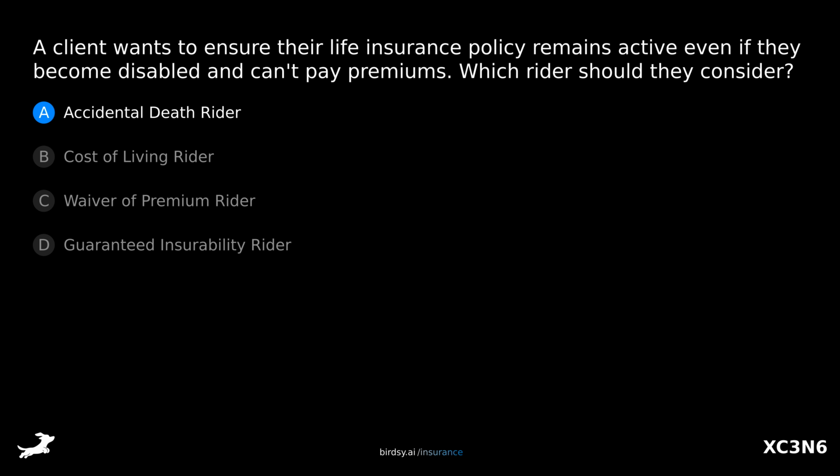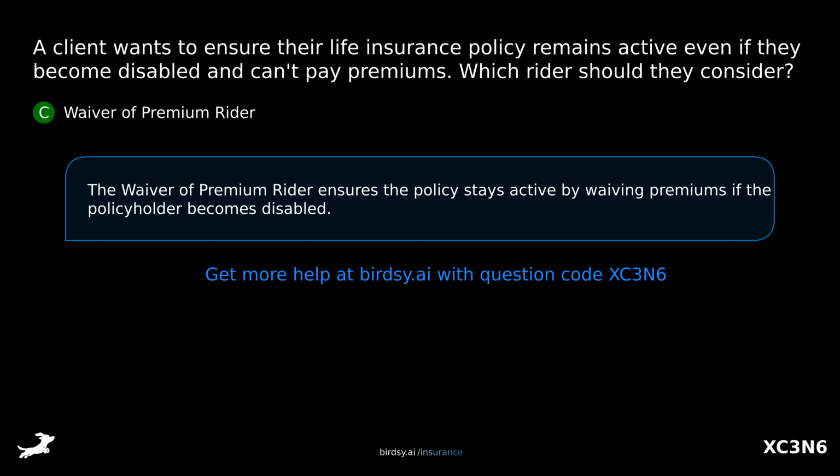Is it A, accidental death rider, B, cost of living rider, C, waiver of premium rider, or D, guaranteed insurability rider? The answer is C, waiver of premium rider. The waiver of premium rider ensures the policy stays active by waiving premiums if the policyholder becomes disabled.